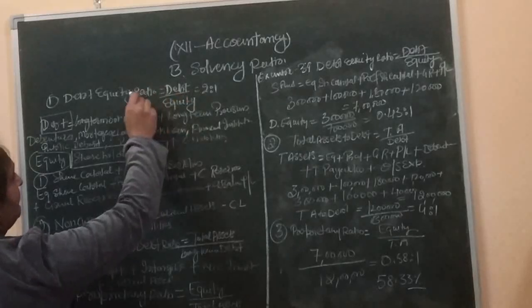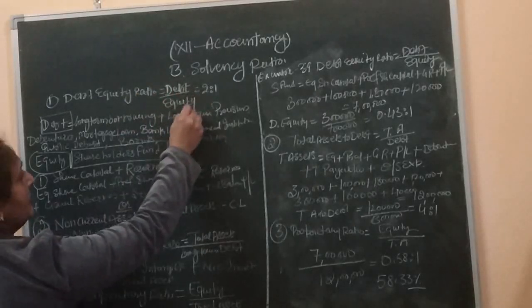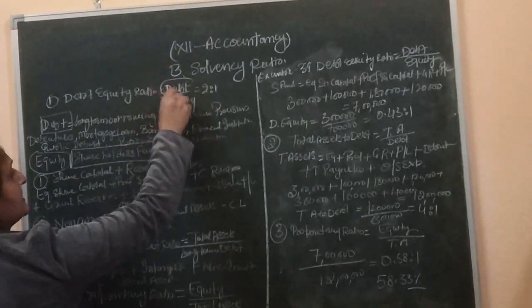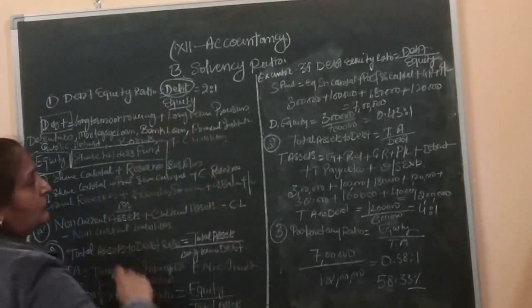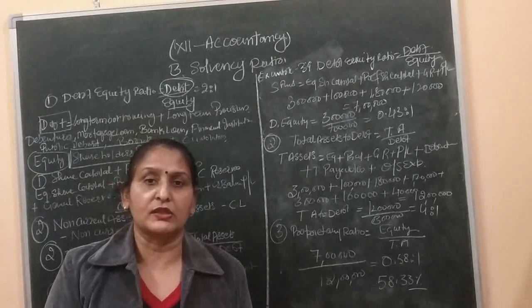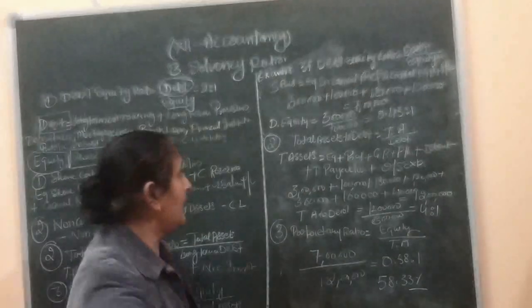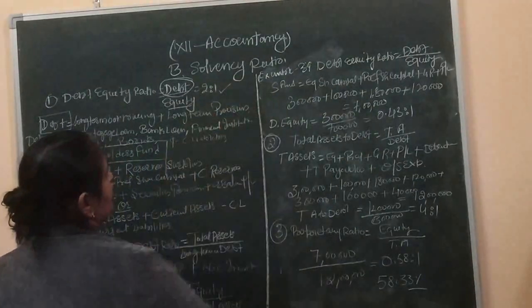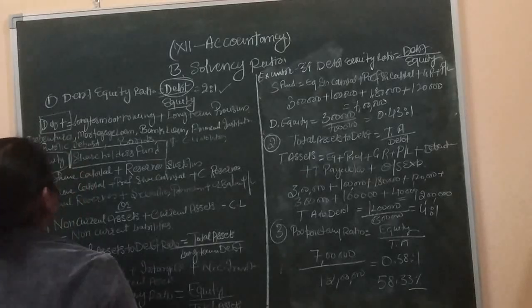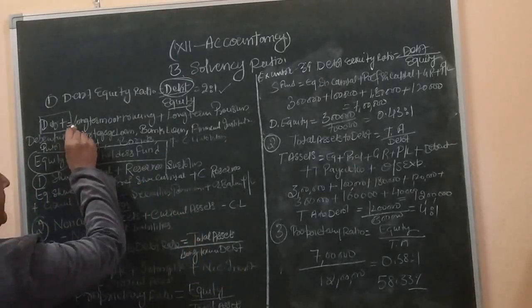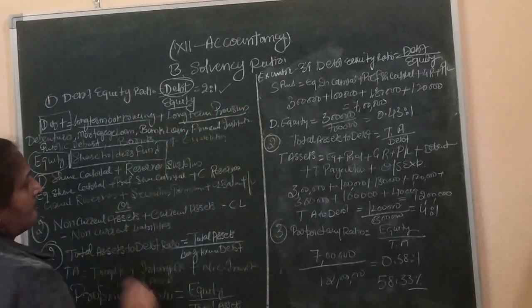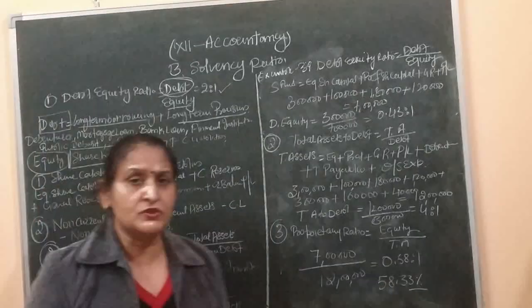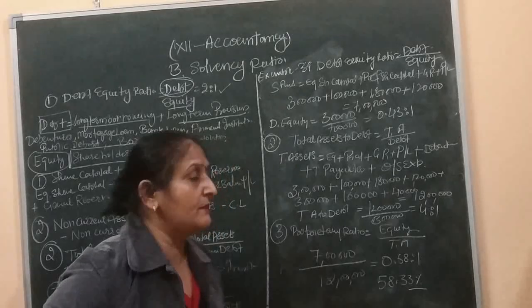The formula of debt equity ratio is debt upon equity. Debt means long-term debts are included in it, and equity means total worth, net worth, or the shareholder fund. And the ideal debt equity ratio is 2:1. So first of all, how can we find out the debt? Debt means long-term borrowing plus long-term provision. Debt includes long-term borrowing plus long-term provision.